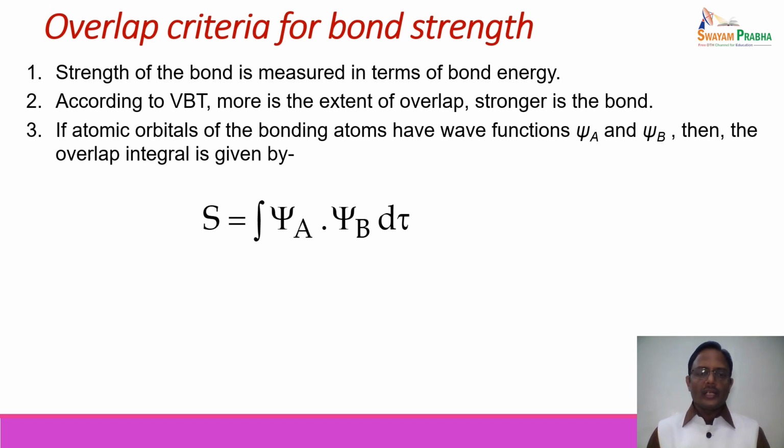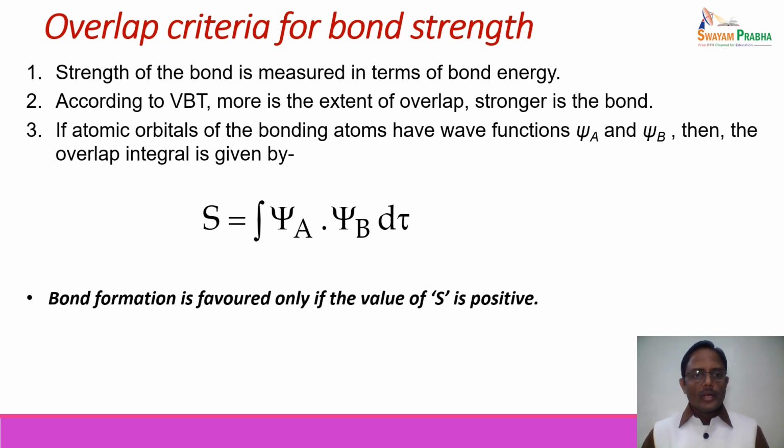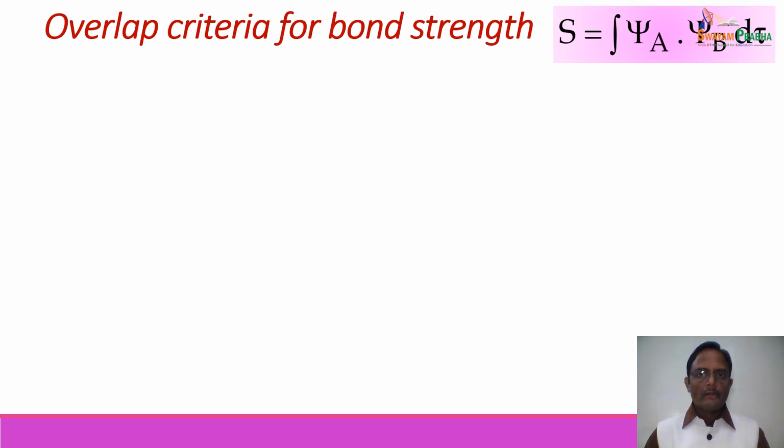This overlap integral is a measure of the extent of overlap, and so as per valence bond theory, the Pauling-Slater approach, the higher the value of S, the stronger will be the bond. Bond formation is favored only if the value of S is positive. If the value of S is zero or negative, bond formation will never take place. We'll see a few examples for this. So here we have S equals the integral of psi A into psi B into d tau.